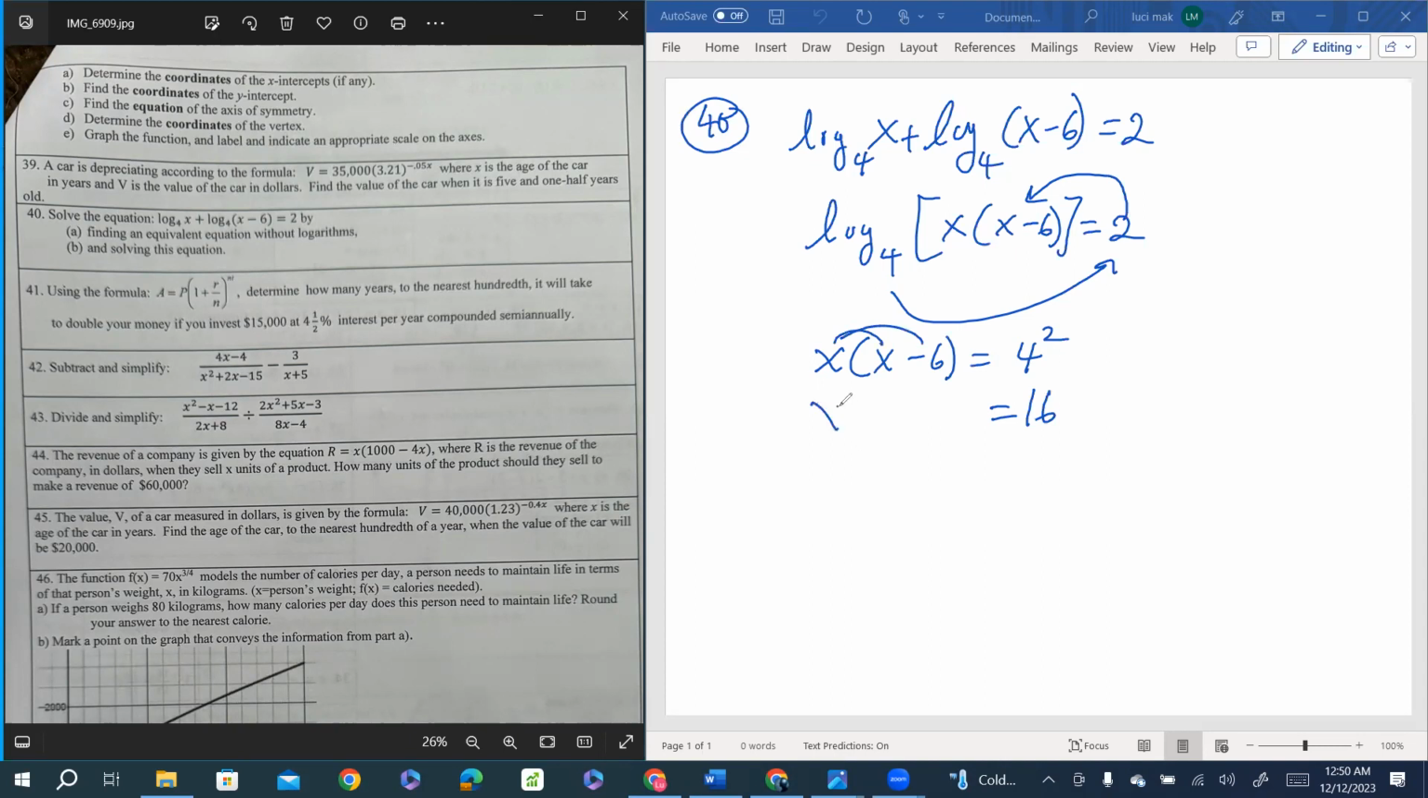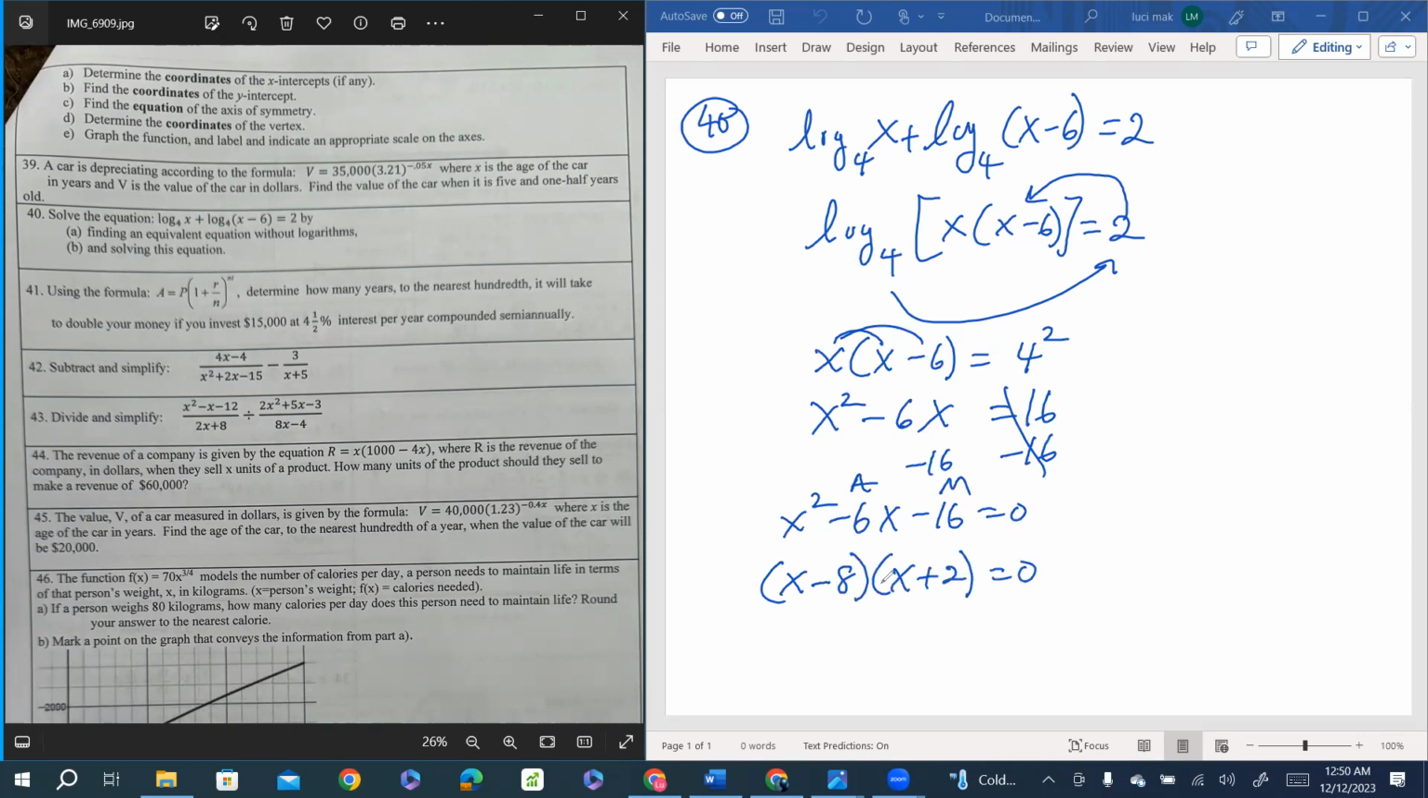Distribute the x, so we get x squared minus 6x equals 16. Subtract 16 on both sides to get x squared minus 6x minus 16 equals 0. Now we need to find two numbers that multiply to negative 16 and add to negative 6. That is x minus 8 and x plus 2. Let me verify this. Negative 8 times 2 is negative 16. Negative 8 plus 2 is negative 6. Now solve x minus 8 equals 0 or x plus 2 equals 0. So x equals 8 or x equals negative 2 are the two answers.